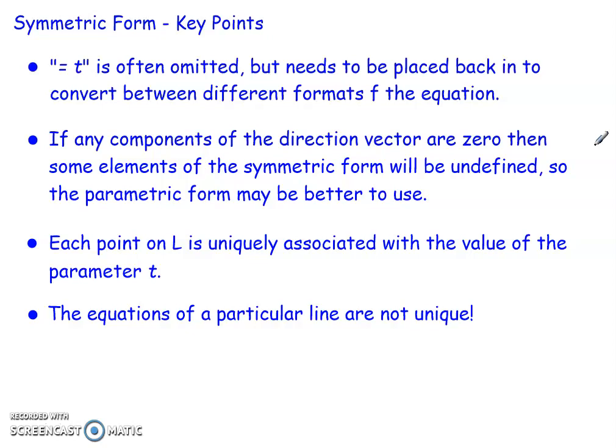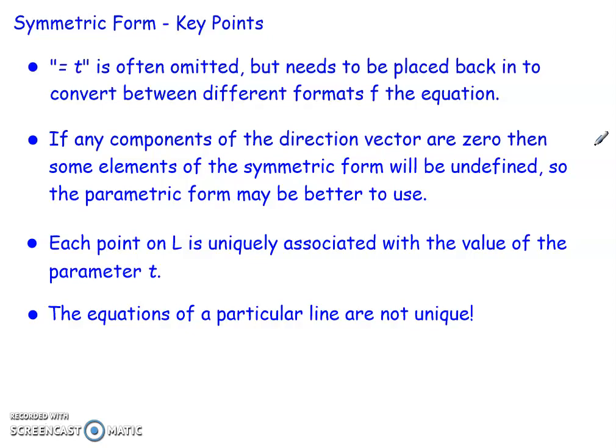The second one is that if any component of the direction vector is 0, then some elements of the symmetric form will be undefined, so the parametric form may be a better variation to use compared to this. Because if you think about it, if the direction vector has any part 0, there's going to be an a, a b or a c equal to 0 in those, which means we'll be dividing by 0, which we don't like in mathematics. We don't want to break maths, we can't divide by 0.